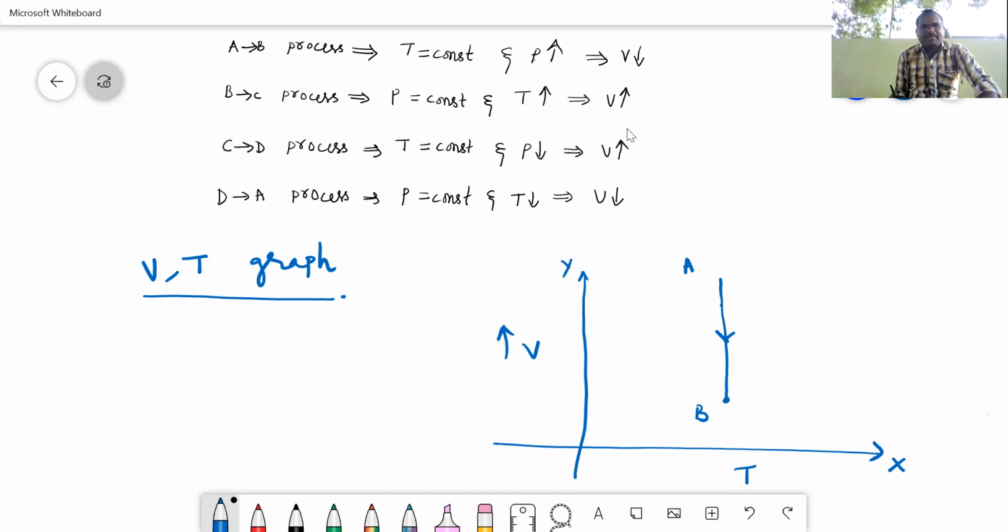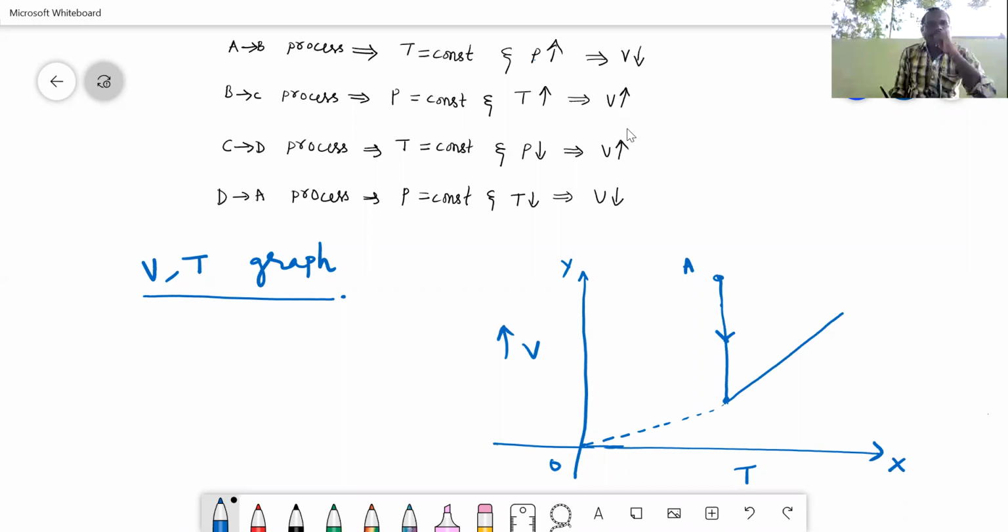Now B to C, what happened? Check B to C. Pressure is constant. When pressure is constant, for the VT graph, the graph comes out to be passing through the origin. This is the origin. Sorry, this cross came, I'll erase it. This should pass through the origin. Yes, it should go like this. Just draw one line. Later we'll decide whether to draw up or down.